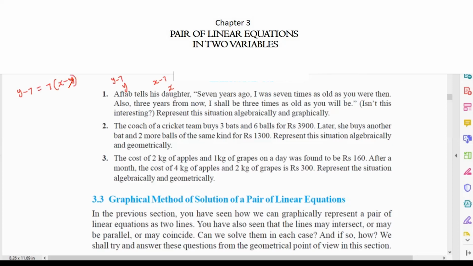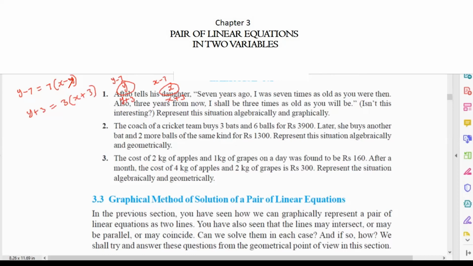And after 3 years, now their ages are y and x. After 3 years, their ages will be y plus 3 and x plus 3. And what's the relation after 3 years? 3 years from now, I shall be 3 times as old as you will be. So that means y plus 3 is equal to 3 times x plus 3. Okay, so we got two linear equations in two variables. Then you can change into standard form. Then you can draw and check whether there is an intersecting point or not.